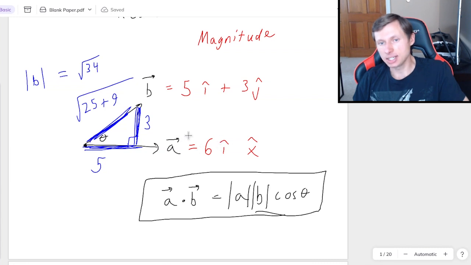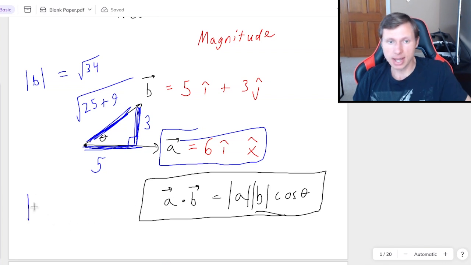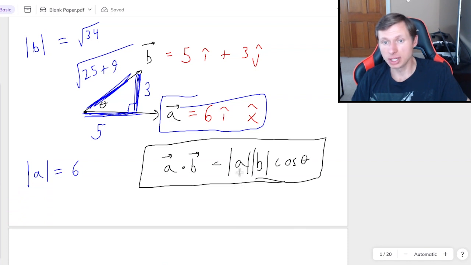Magnitude of A is very simple, since it's only in the x direction. I don't even need Pythagorean theorem. Magnitude of A is going to be just 6. And then when I want to plug in this formula, a b cosine theta, a is 6, b is root 34, and cosine of this angle.